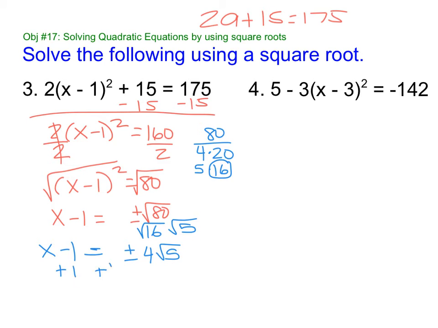Add 1 to both sides. We get 1 plus or minus 4 root 5. Done. All right. Pause the video and try number 4.